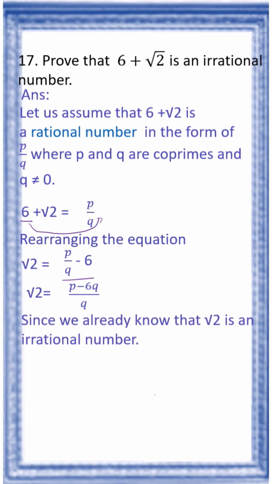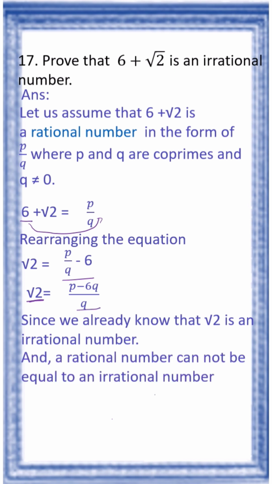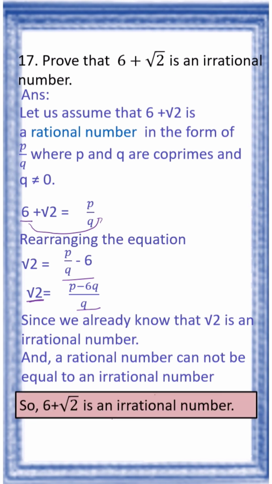Since we already know that square root of 2 is an irrational number, and this is a rational number, and a rational number cannot be equal to an irrational number. So 6 plus root 2 is an irrational number.